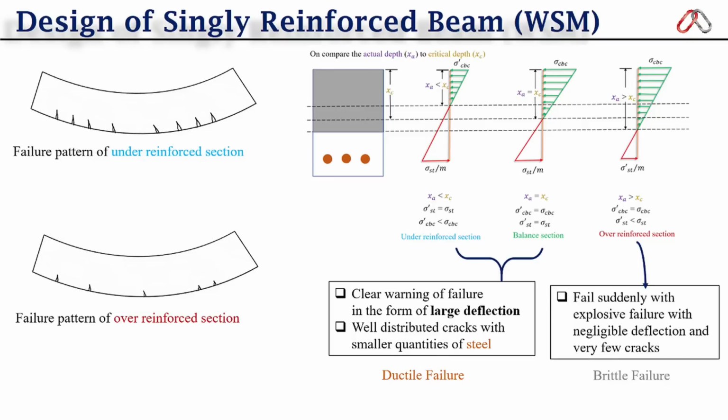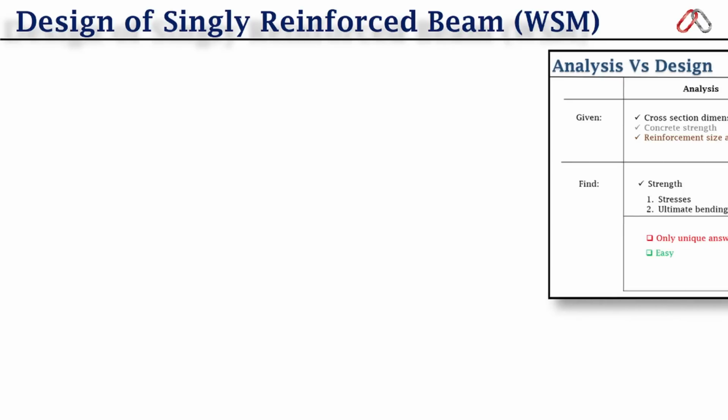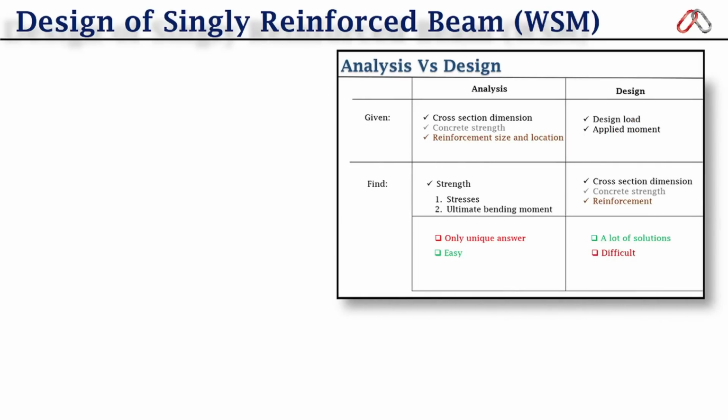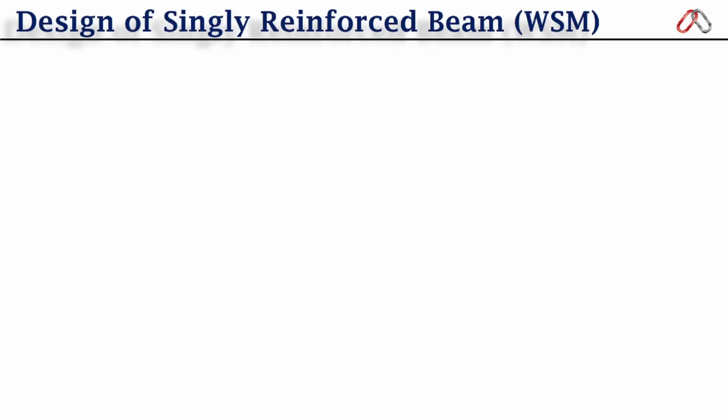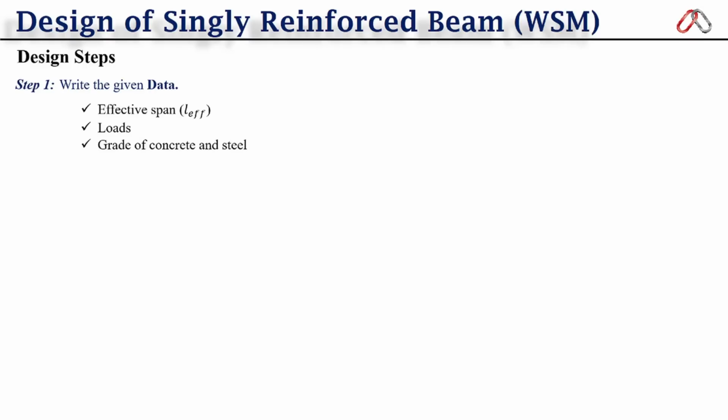Now let me show you the design procedure of singly reinforced beam. In the third lecture, I explained analysis versus design. In a design problem, design load and moment are already given, and most of the time grade of concrete and type of steel are also given. You have to find out the cross-section dimensions of the beam section and how much steel is required. So the design steps are: the first step, write the given data. In most questions, the effective span, loads, grade of concrete and type of steel are already given.